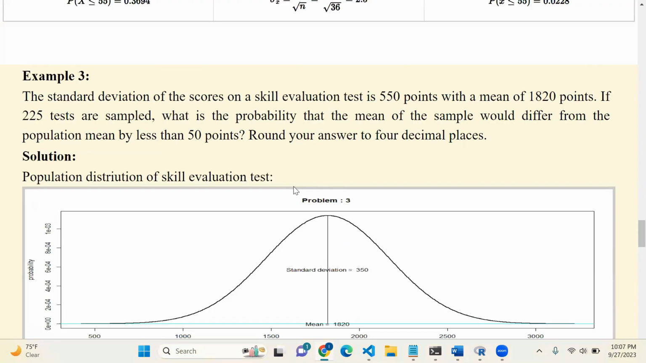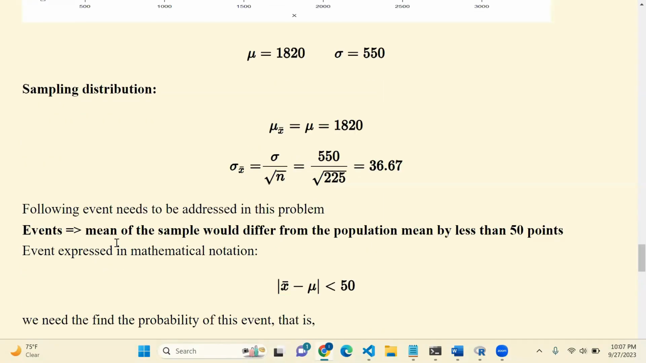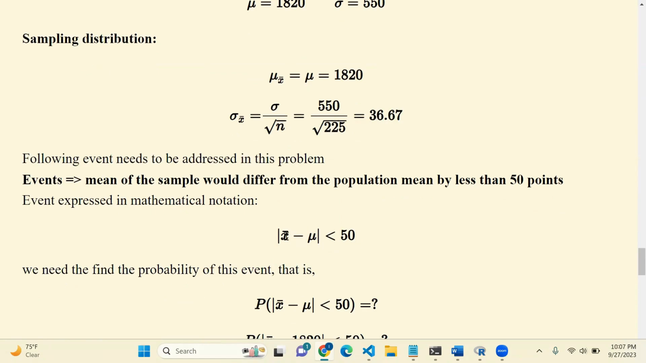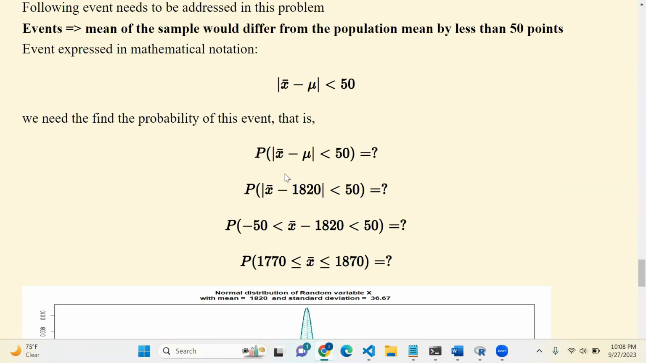Here, we shall focus on the event that the mean of the sample would differ from the population mean by less than 50 points. This phrase can be expressed mathematically in this form. That is, the absolute value of the difference between sample and population mean is less than 50. We shall discuss here how to find the probability of this event. That is, the probability that this absolute difference is less than 50.